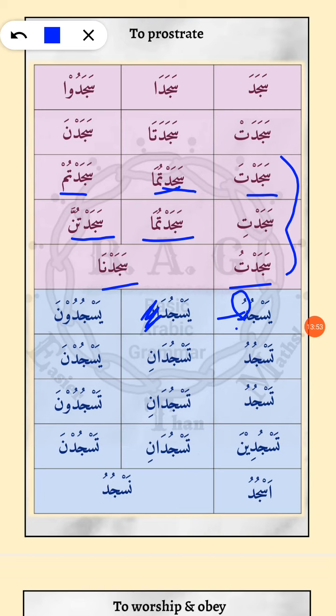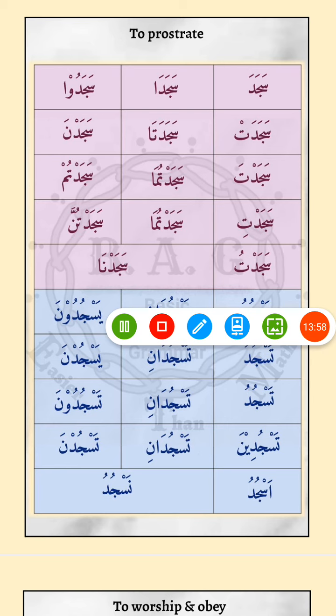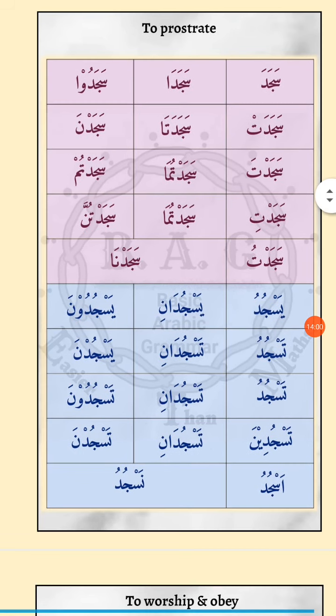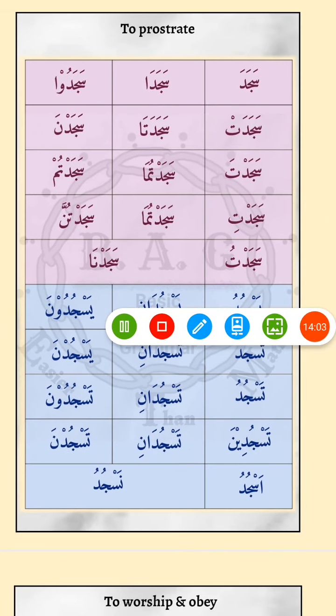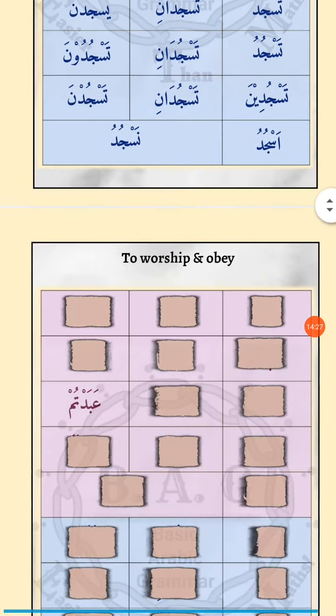Yasjudu, Yasjudani, Yasjuduna, Tasjudu, Tasjudani, Yasjudna. Then Tasjudu for Anta, Tasjudani for Antuma, Tasjuduna for Antum, Tasjudina for Anti, Tasjudani for Antuma feminine, Tasjudna for Antuna. Asjudu, I, Nasjudu, we. Once again, translate this entire thing on your worksheet.